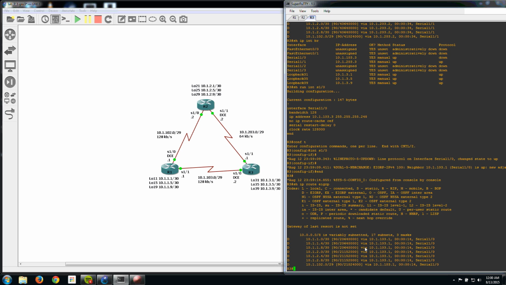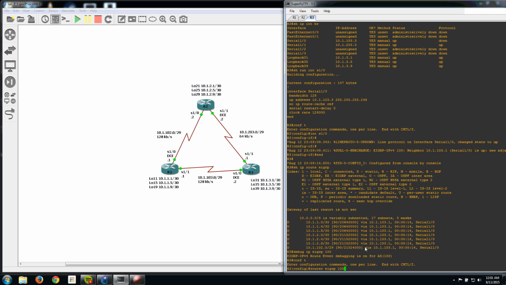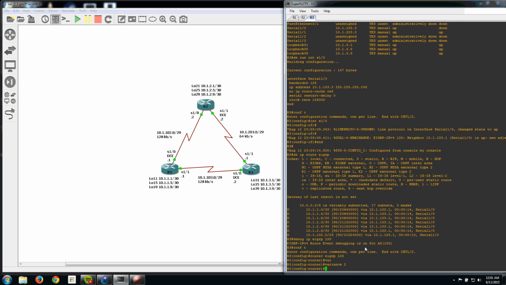Alright, so what we're going to do is run a debug on our EIGRP here, and we'll change the variance to 2. That way we can get an unequal cost load balancing going on. By default, variance is 1 for our unequal cost. So let's apply this and see what we see here. Variance 2.